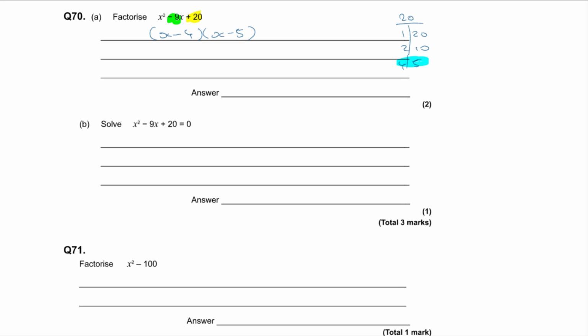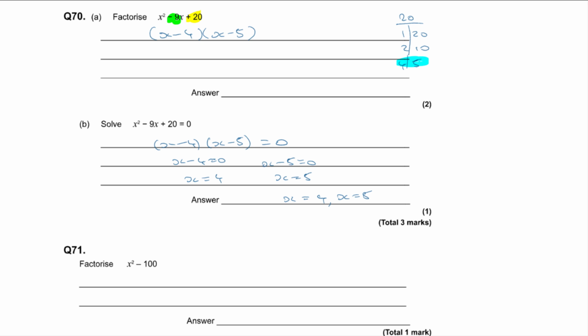Okay. Next one, x squared minus 9x plus 20 is 0. Notice that's the same thing. So I can say, well then, x minus 4, x minus 5 must be equal to 0 because it's the same thing as we just had. And if x minus 4 is equal to 0, then x is 4. And if x minus 5 is equal to 0, then x is 5. So my answer is x equals 4, x equals 5.